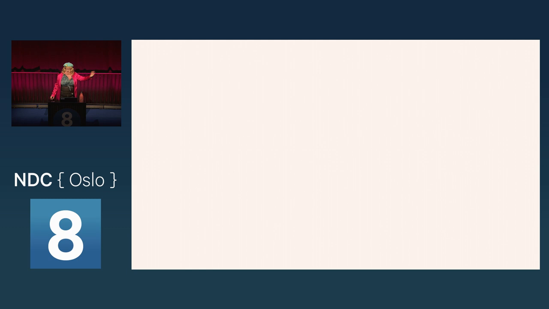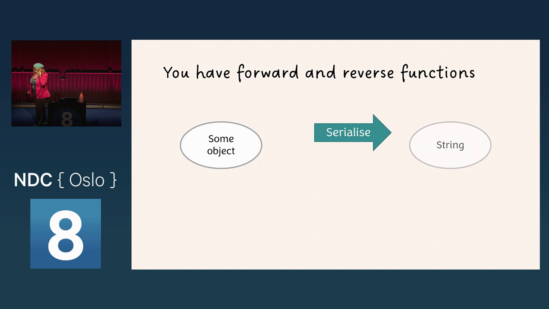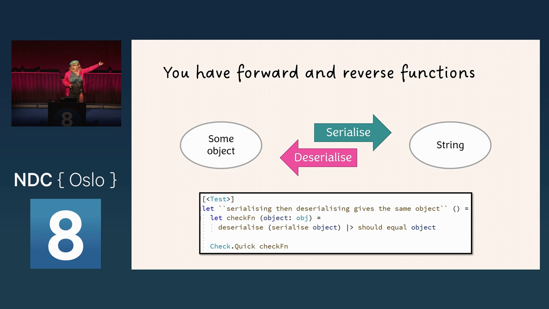So scenario number 4, you've got forward and reverse functions. If you're me and you're really bored one day, you might go, I know what's fun to do. I'm going to write some custom serializers and deserializers for my objects because reasons. COVID was a really boring time for all of us. Again, with property-based testing, you can say, just generate some random input for my serializer function, serialize it, deserialize it, check I've got the same object.